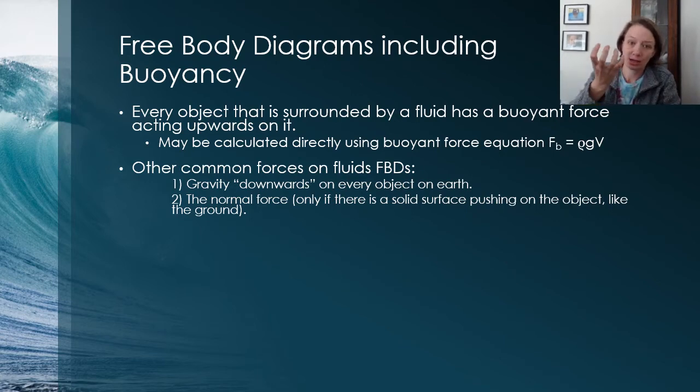So an object that is sunk into the bottom of the ocean would have a normal force holding it up, but an object that's floating on the surface of the ocean doesn't have a normal force because nothing's pushing on it. Unless, for example, a bird landed on a raft or something, then you'd have the normal force downward from the bird because that's solid. But unless it's touching something solid, we don't put normal force in our free body diagram.